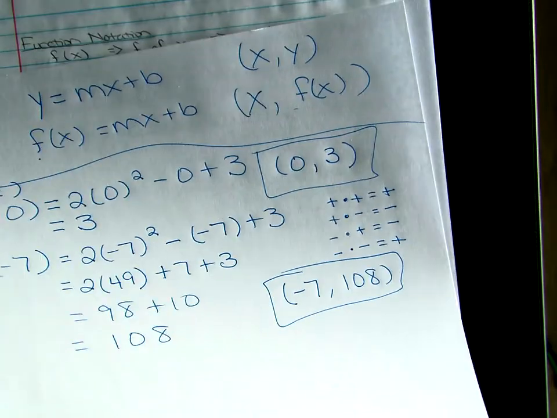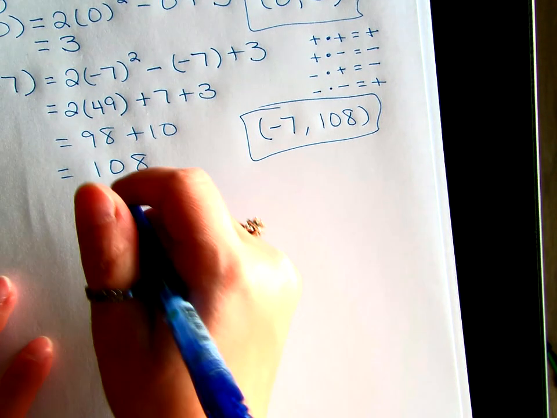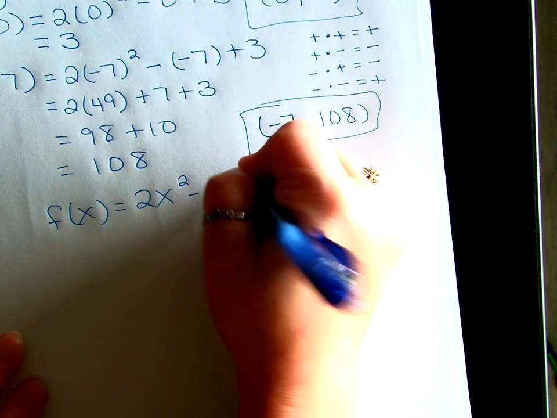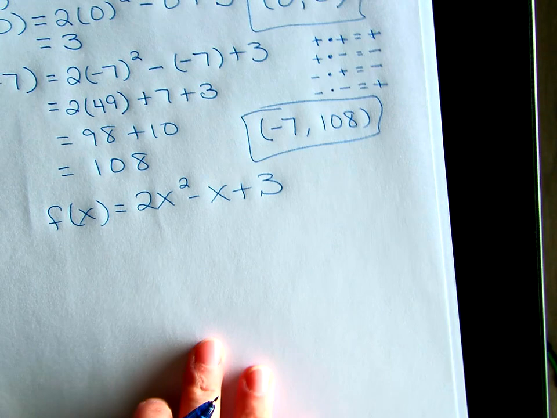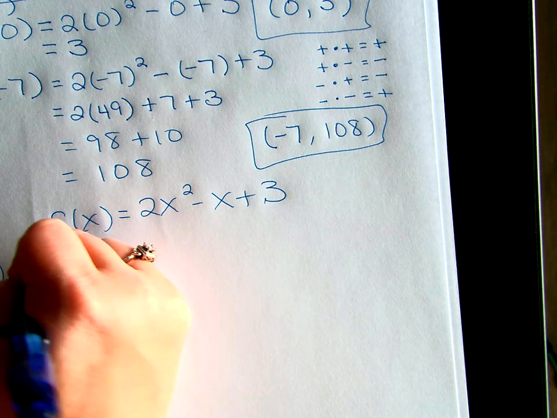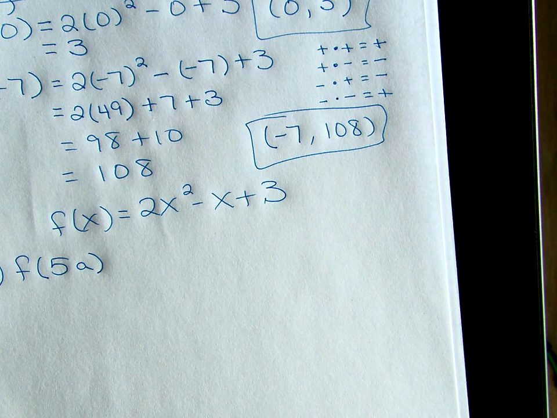Questions on those? I'm going to write the equation again since I moved my paper, because we're not done with this equation. Okay, what if for C we said f of 5a? Now it's not just a number that we're saying x equals, we're saying x equals 5a. And that's okay. We're going to still plug that in. We're going to do it the exact same way. We're just not going to get a nice number at the end. We're going to get an algebraic expression at the end.